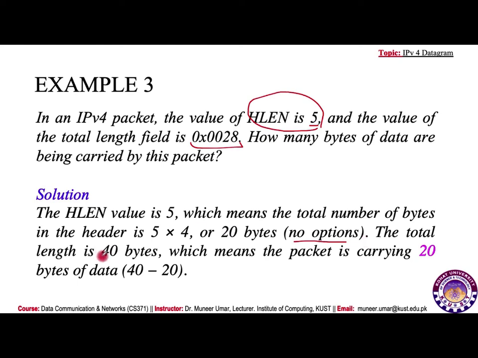The total length is 40 bytes. If we convert this hexadecimal number, it would give us 40. So we have total length equal to 40 bytes, which means the packet is carrying 40 minus 20: 20 bytes for the header and 40 bytes for header plus data. So we will have 20 bytes of data in the IP datagram at the network layer, which is passed to the data link layer.